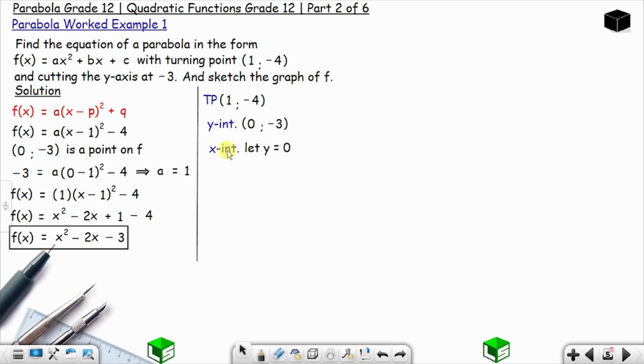Okay, let's get the x-intercept. You are going to use this equation. So f of x is your y. You substitute it with 0 so that you can get your x-intercept. This is equal to, you have this, right? x squared minus 2x minus 3.